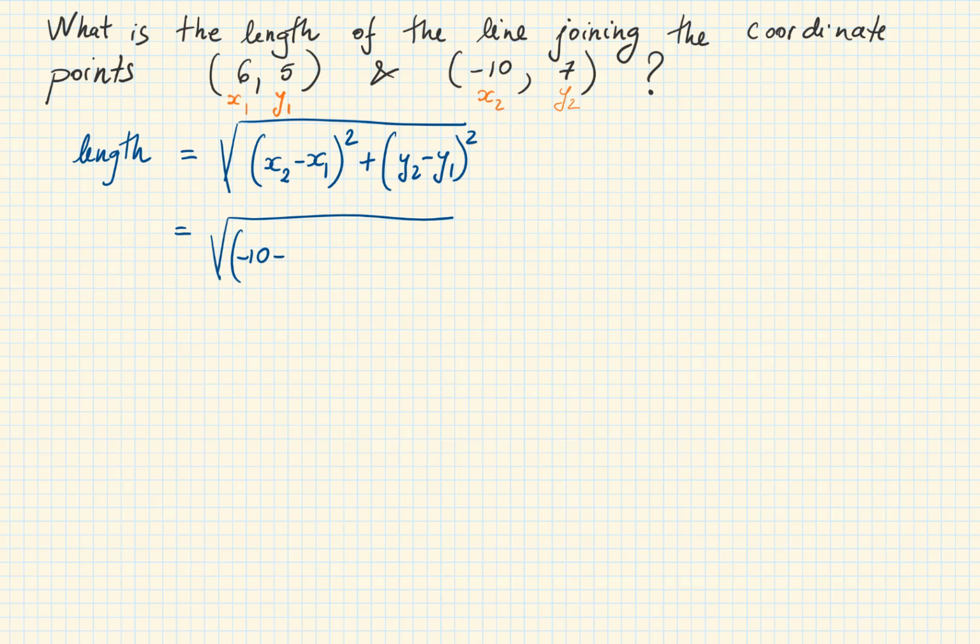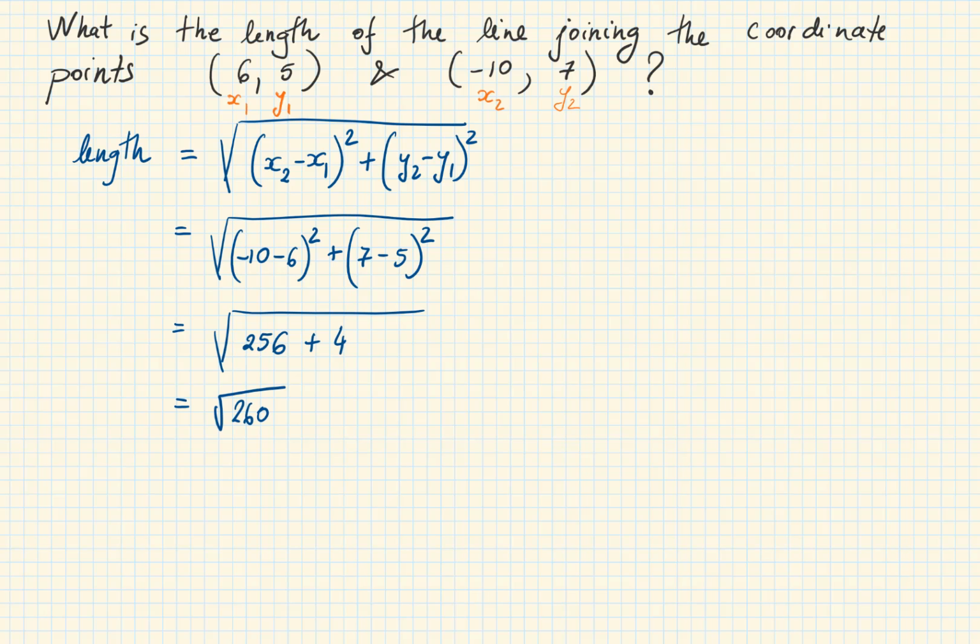Minus 10 minus 6 all squared plus 7 minus 5 all squared. Minus 16 squared is positive 256 plus 2 squared is equal to 4, and this is 260, which will give us 16.12 to 2 decimal places.